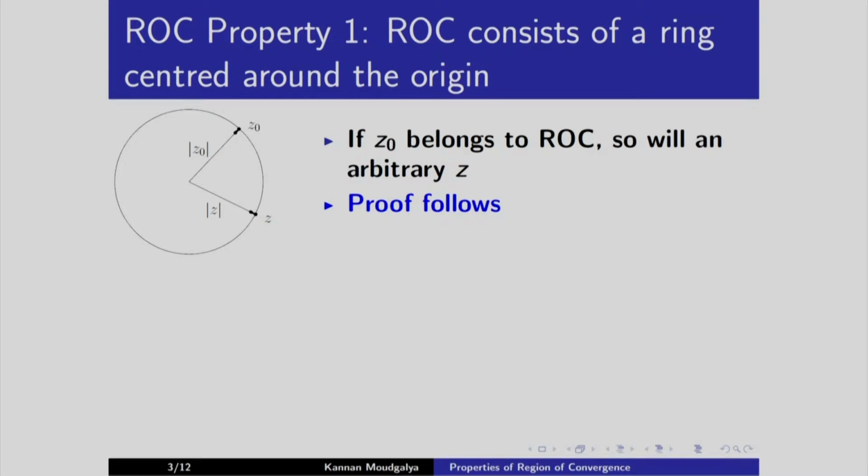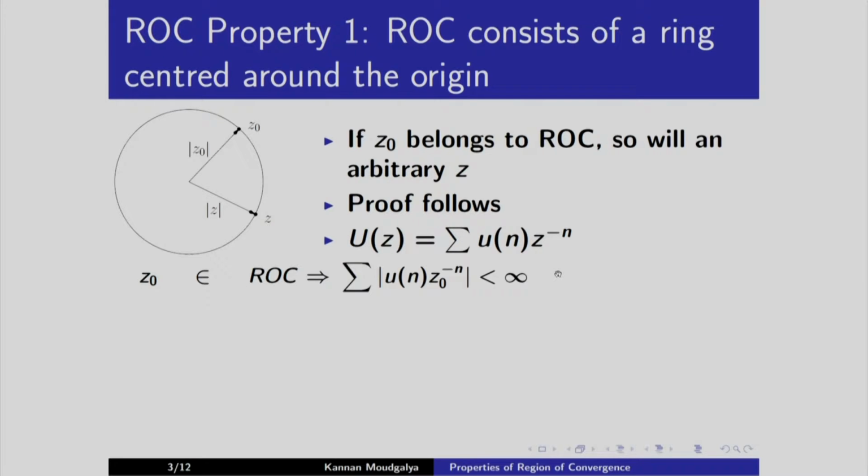So here is the proof. Let us recall what Z transform means. It is given by this summation. Now Z0 belongs to ROC means this infinite sum of absolute values is bounded. So let us write it as follows. Let us start with this. Z0 belongs to region of convergence. So this absolute sum is bounded.